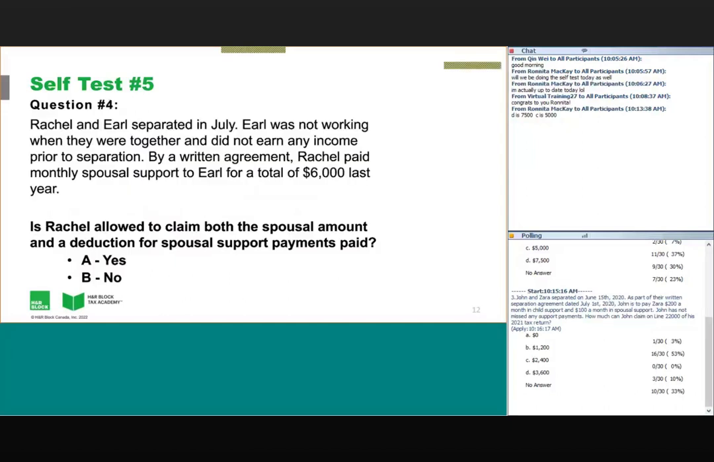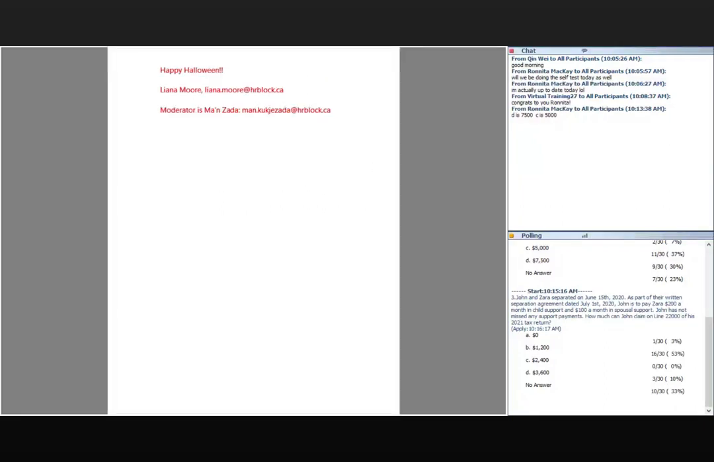Question 4. Rachel and Earl separated in July. Earl was not working when they were together and did not earn any income prior to separation. By a written agreement, Rachel paid monthly spousal support to Earl for a total of $6,000 last year. Is Rachel allowed to claim both the spousal amount and a deduction for spousal support payments? Yes or no? And there is the poll.